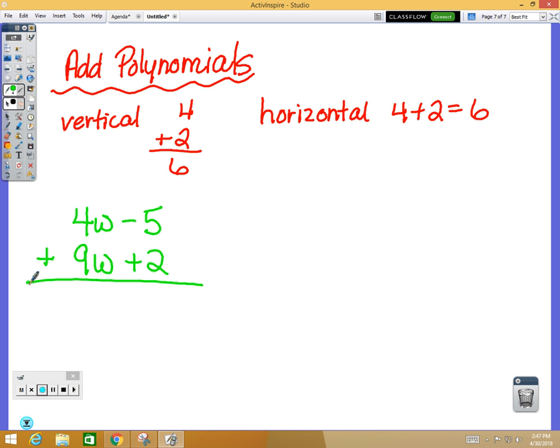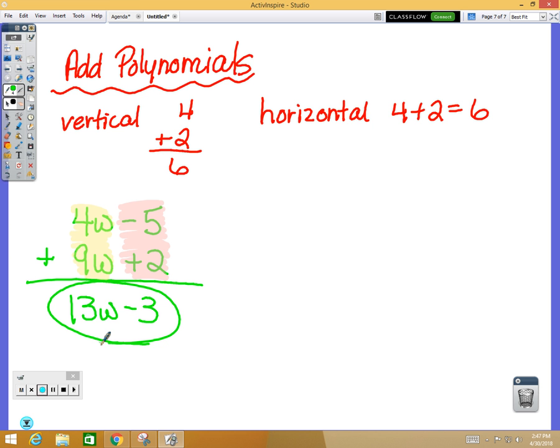This is a binomial plus a binomial. So all you're doing is combining your like terms. These are like terms because they both have w's to the first power. And these are like terms because neither one of them have a variable. So we can combine those terms. What's 4w plus 9w? And what's negative 5 plus 2? And there it is.